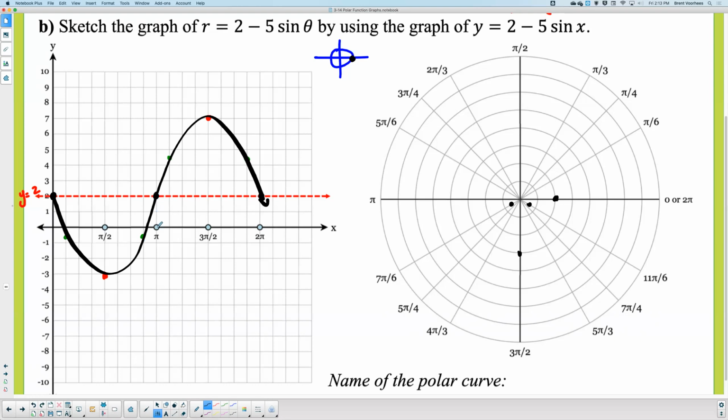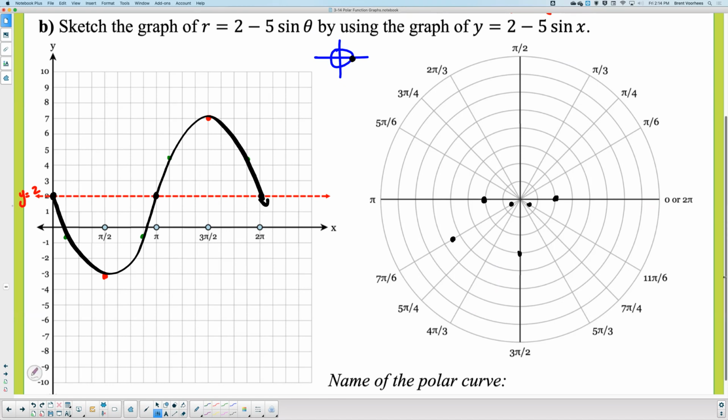Okay, at 1 pi, what value are we at? 2, which is over here. So you're going, what in the world does this look like? I'm about to show you. Okay, this is the next pi over 6, which is 7 pi over 6. At 7 pi over 6, what's our value there? 4.5. 7 pi over 6, we go 4.5 towards it. 1, 2, 3, 4, 4.5.